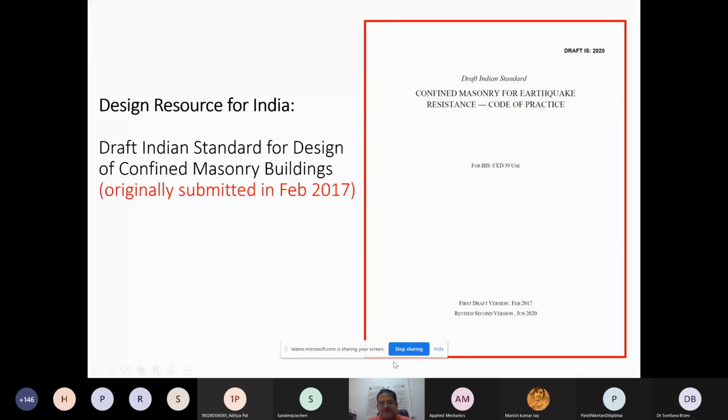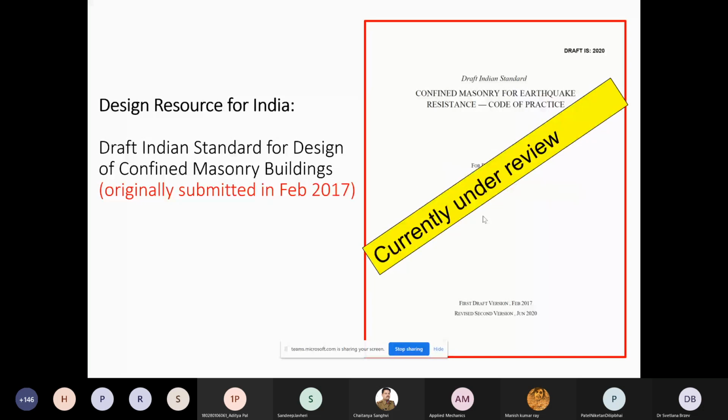Thank you. So the detailed guidelines and provisions for confined masonry are provided in the draft Indian standard for design of confined masonry buildings, which is currently under review. The latest version was submitted in June 2020. I am part of the group, along with Professor Durgesh Rai, Professor Vaibhav Singhal, and Professor Sudhir Jain, who proposed the code, and it has been discussed, and useful comments were obtained from the members of the CED 39 committee.